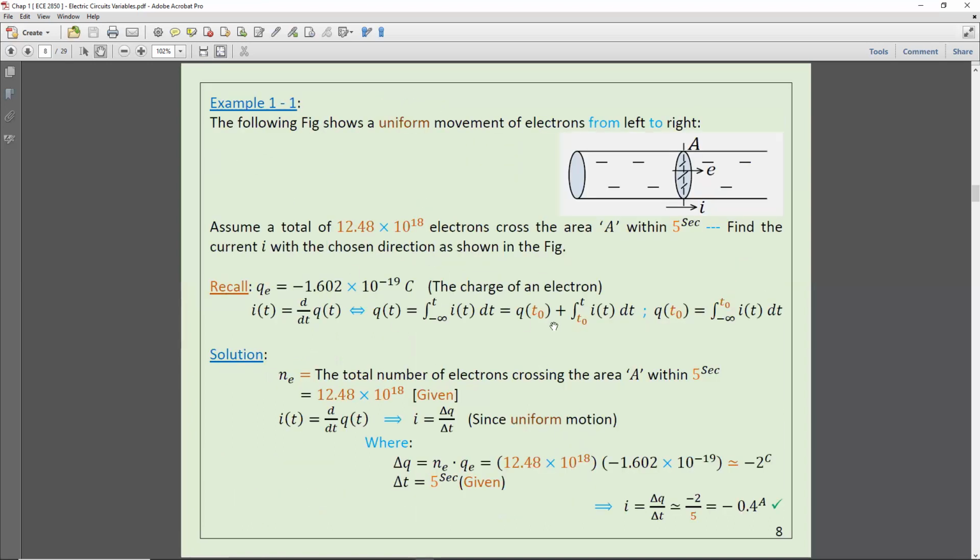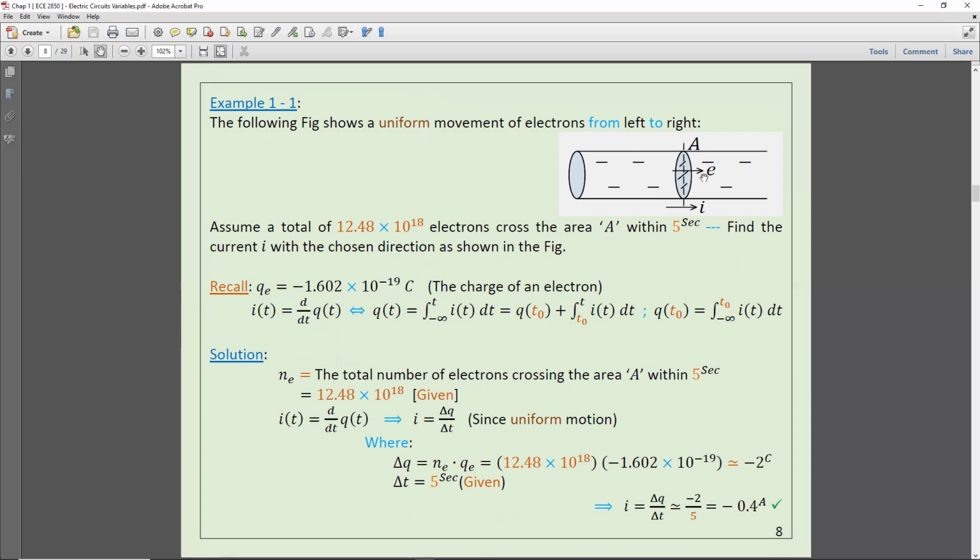So here, let's start with the first question. The following figure shows a uniform... Very important, the word uniform here. Very important. Uniform means constant move of electrons from left to right. So the electrons are moving this way from left to right, okay?